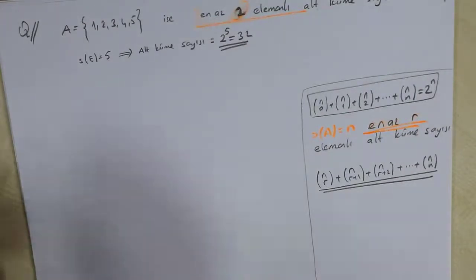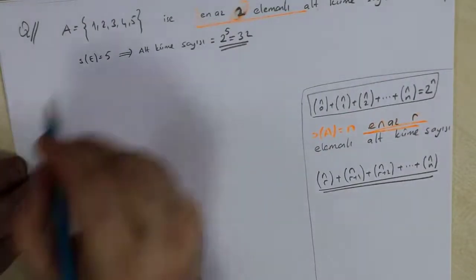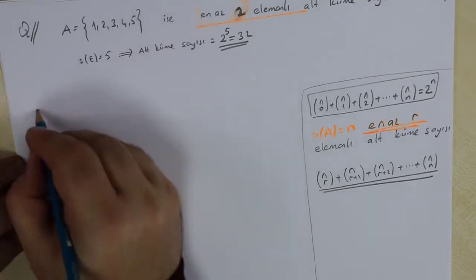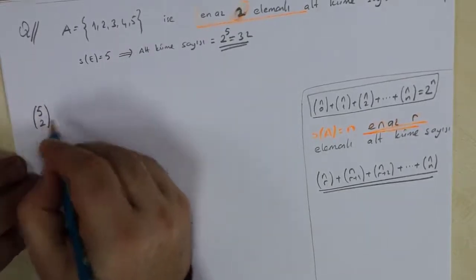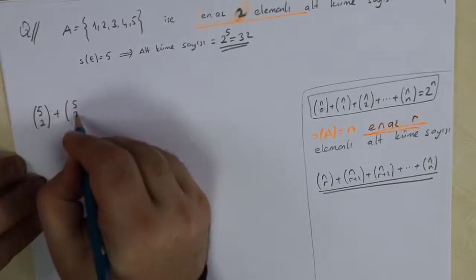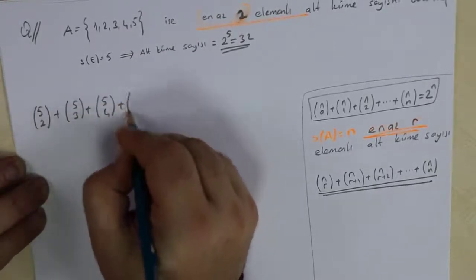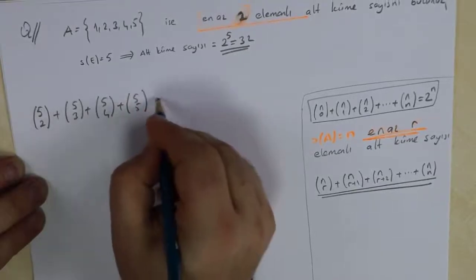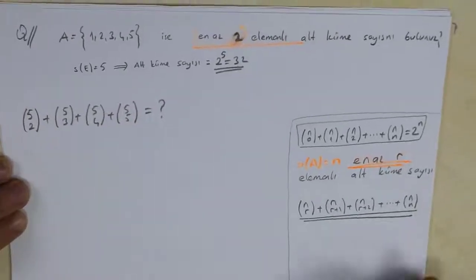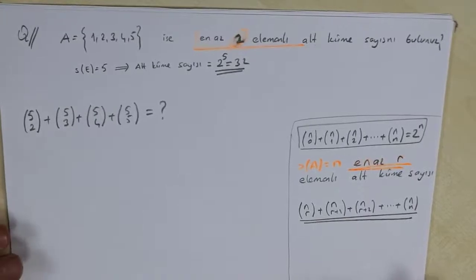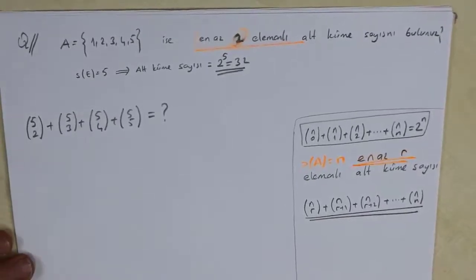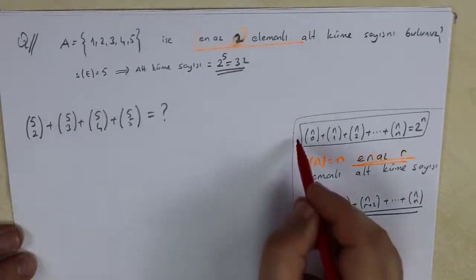If the question is not asked about at least two, we need to get all possible solutions. But here we need to get the combination as written, 5, 2, 5, 3, 5, 4, 5, 5. So we need to calculate this. If we pay attention, look at this to the right side. Look at this.